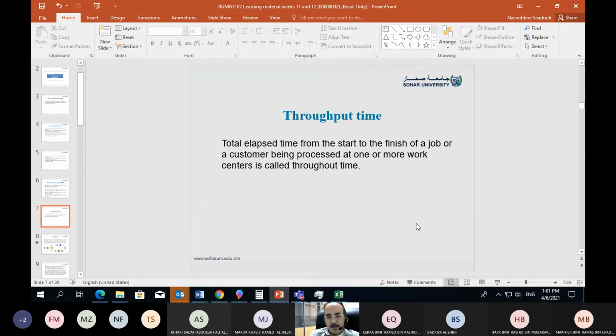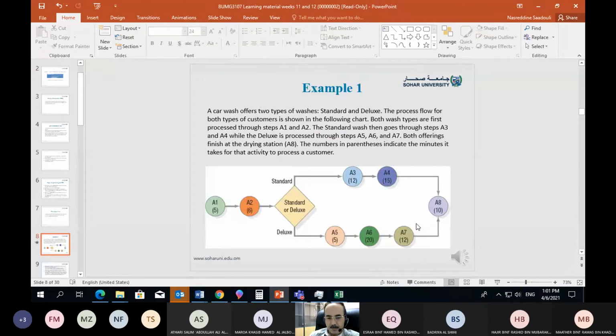And we're going to start by looking at the first example and use that to understand a few things about the throughput time, the process capacity, and also in processes that are not purely sequential, like in this case where you actually have a choice of two different paths. Then what can we do in that case?